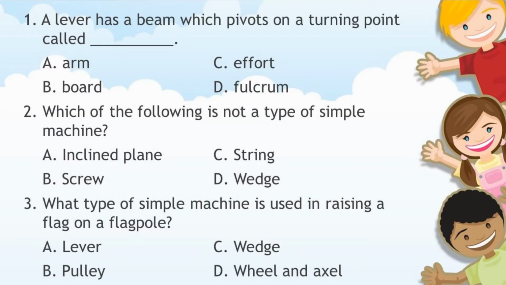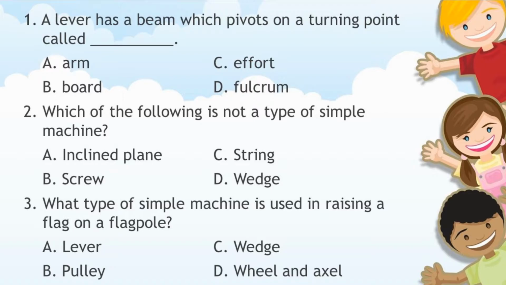Number 1. A lever has a beam which pivots on a turning point called blank. A. Arm. B. Board. C. Effort. D. Fulcrum. Number 2. Which of the following is not a type of simple machine? A. Inclined plane. B. Screw. C. String. D. Wedge.